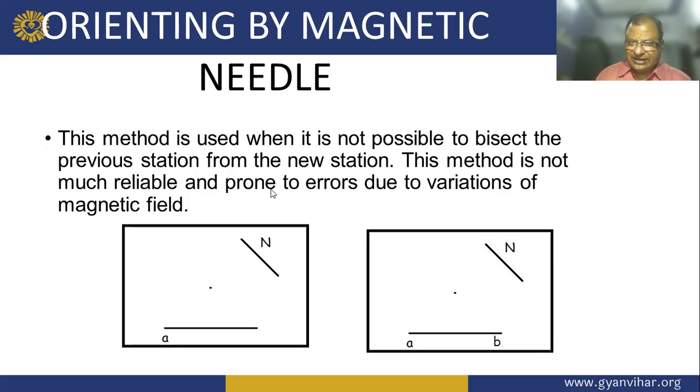Orienting by magnetic needle. This method is used when it is not possible to visit the previous station from the new station, and the method is not much reliable and is prone to error due to variation of the magnetic field.